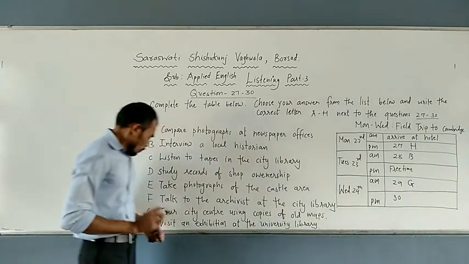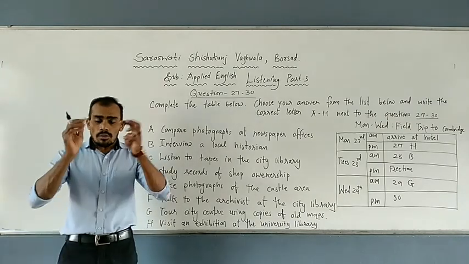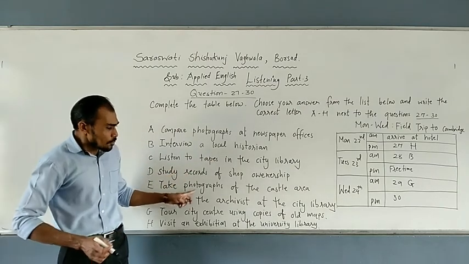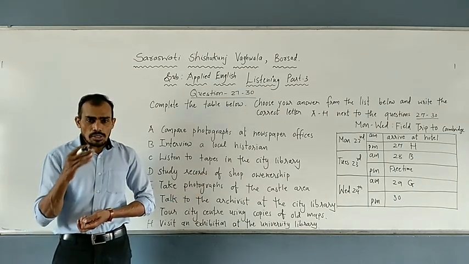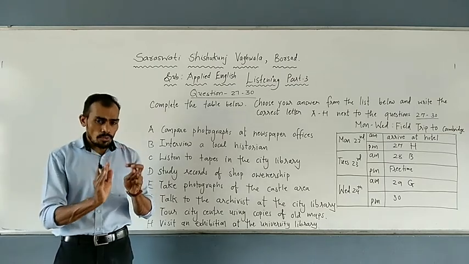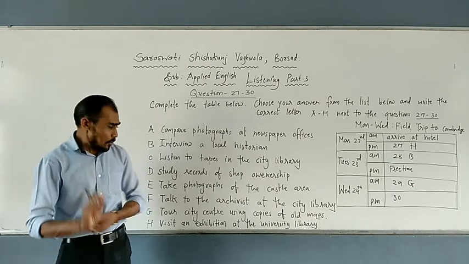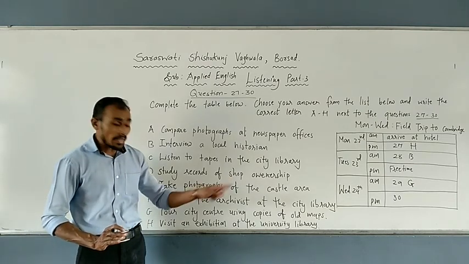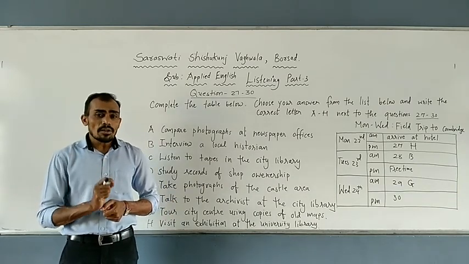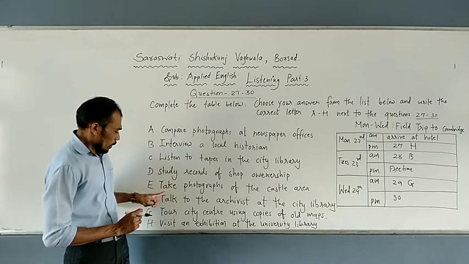And students, G, and what is the next one? The next one, PM in the afternoon: take photographs of the castle area. Since it is a historical place, you can go around and have your camera with you, take photos and preserve them. Take photographs of the castle area, and it is also said in the conversation that you can carry a camera with you, so you can take some photos. So what is the option? The option would be E.